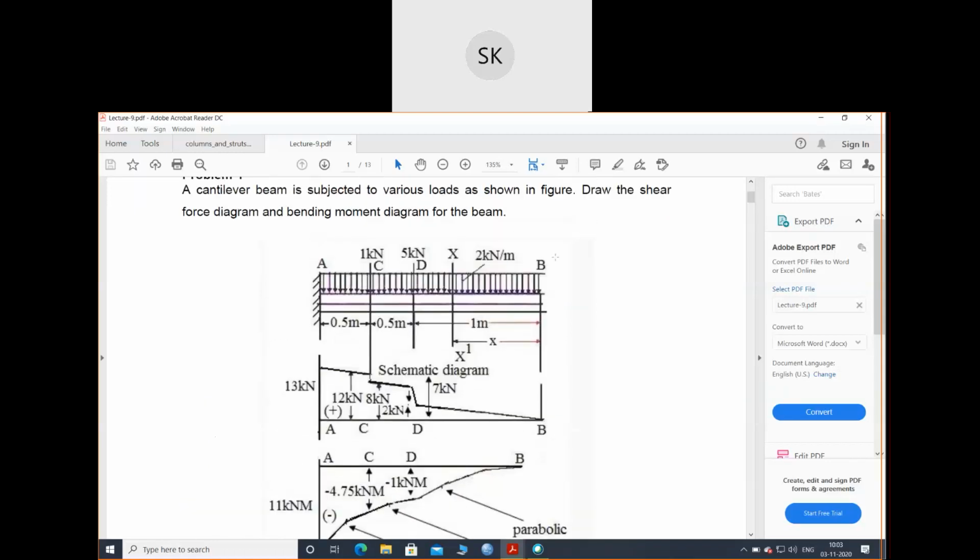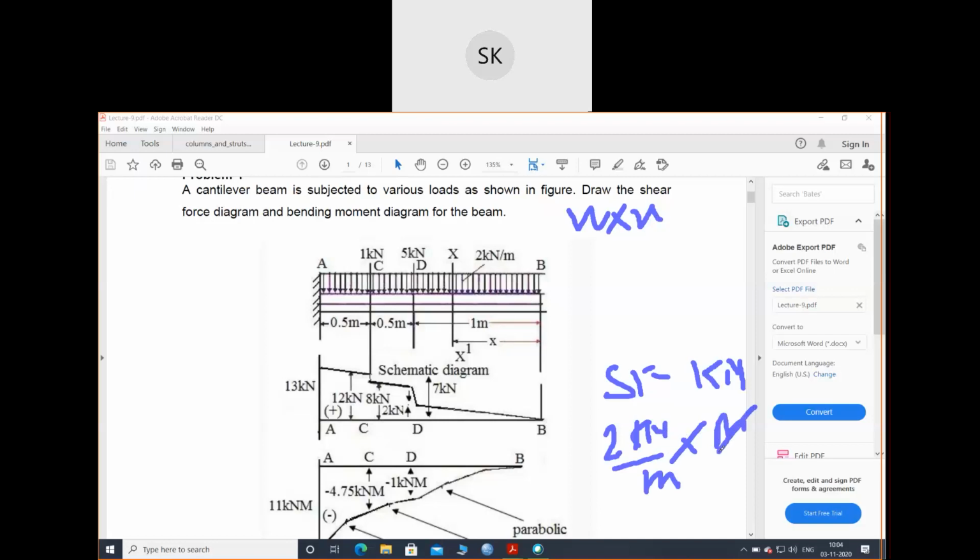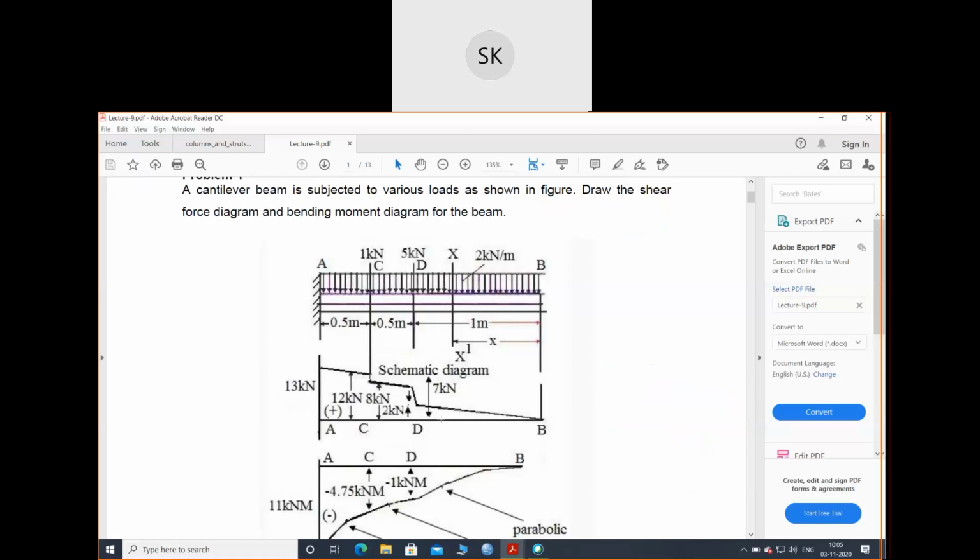Let's find the shear force between B and D by considering a section at X. Usually for a point load we take 5 kilonewton as shear force, but we have UDL. In the case of UDL, the shear force will be W into X, because W is in kilonewton per meter. The unit of shear force is kilonewton. W is in kilonewton per meter, and X is a distance in meters, so the meter will cancel and I'll get the value in kilonewton. That's why we multiply load with the distance in the case of UDL. So shear force will be W into X. Clear?